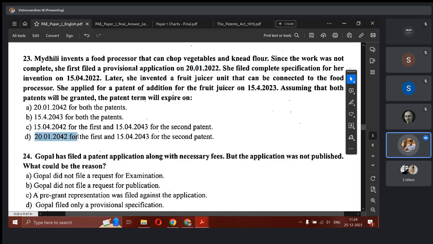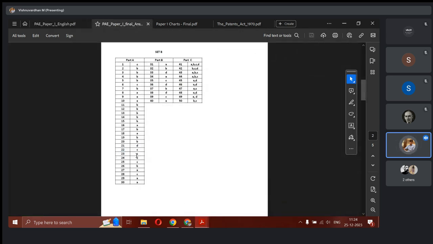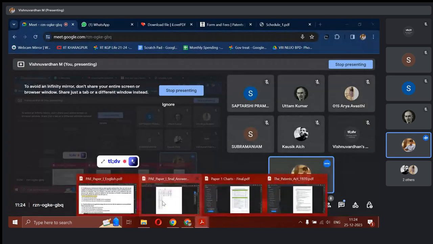Then 20/1/2042 for the first and 15/4 for the second. This is wrong because section 54 states what? That the duration of the patent of addition will be the same as the main patent. So the option is A. Right? So 23 is A, right? Yeah, 23 is A. Cool. One more correct answer. Where are we?